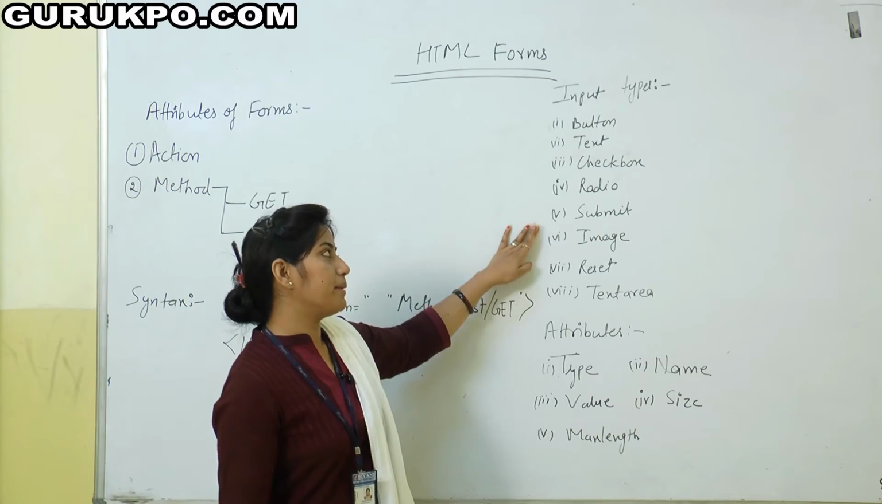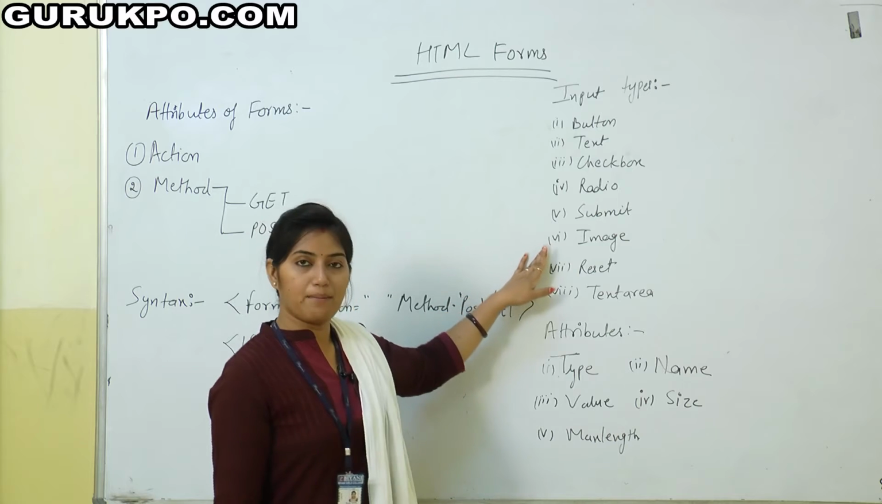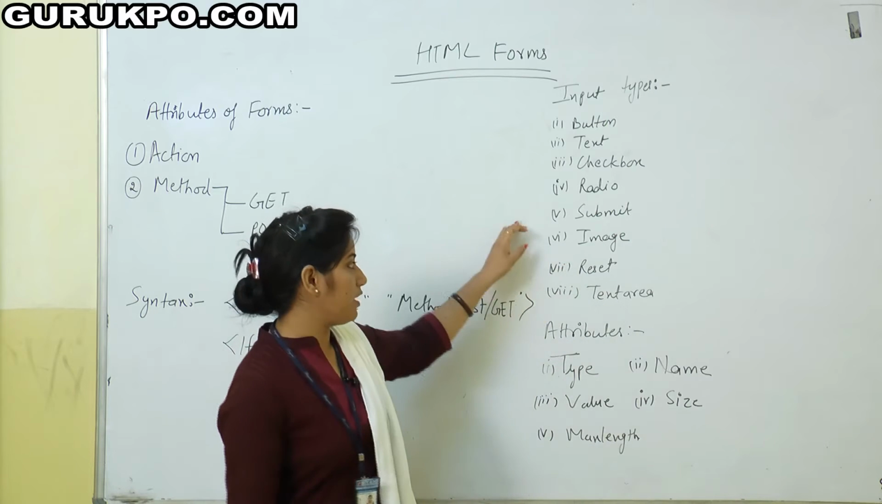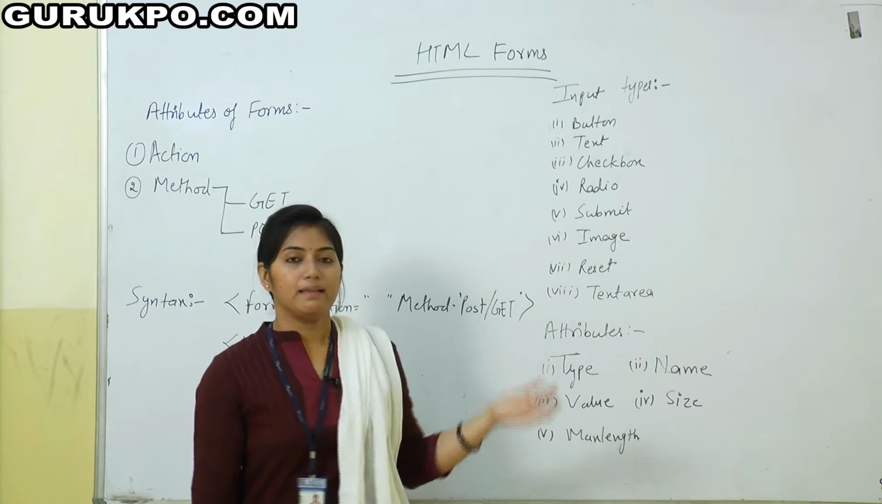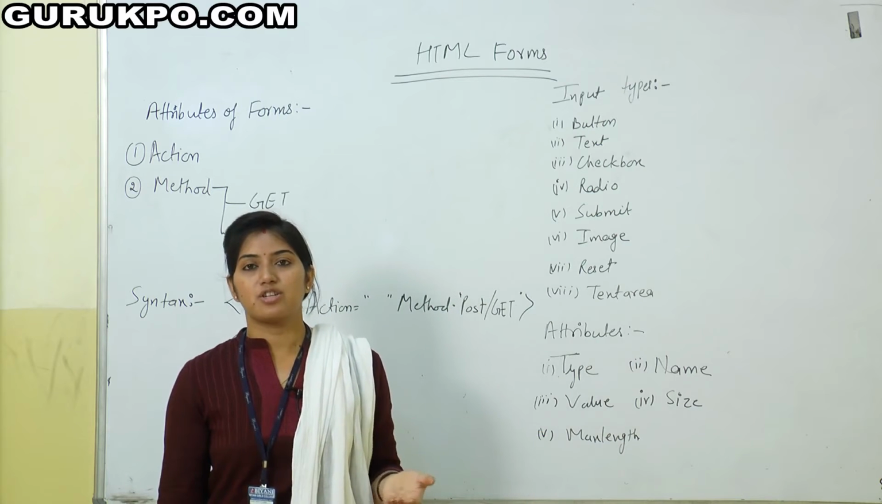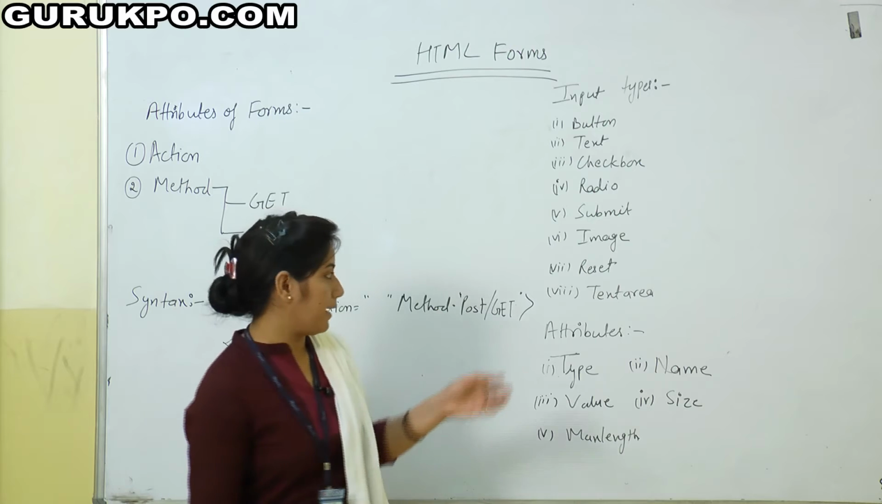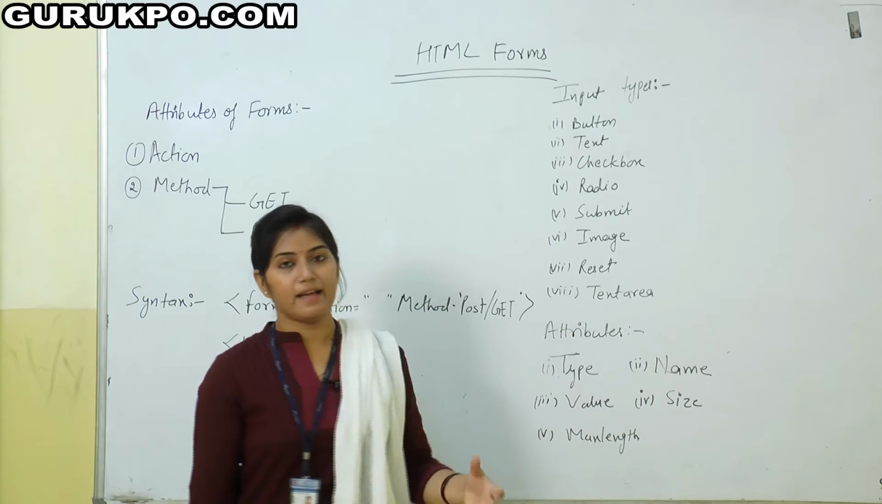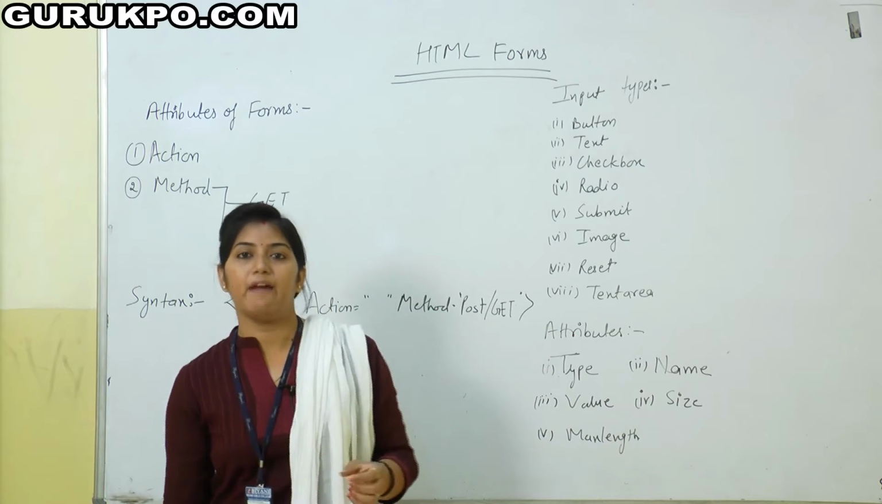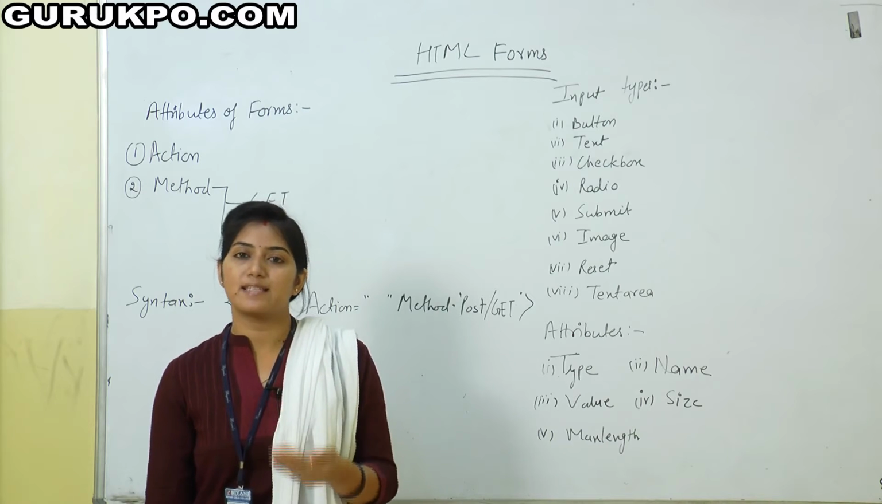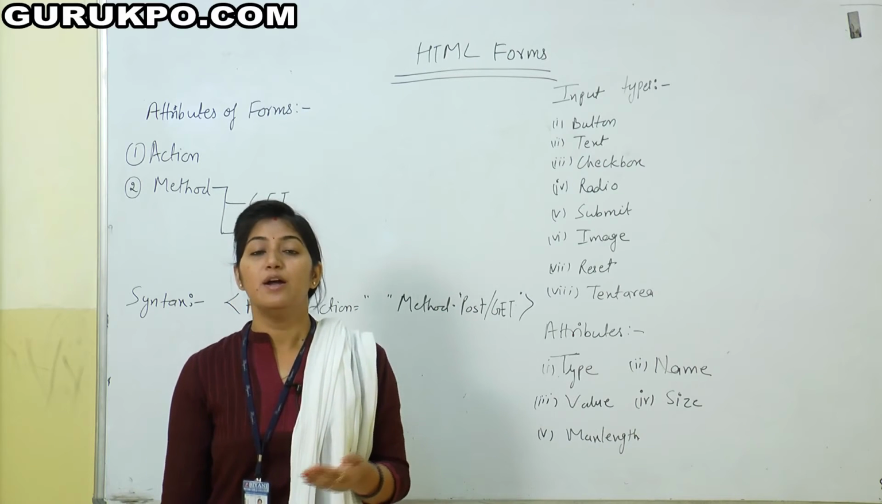Then next is submit button. Next is image. If we want to input an image, then we use image. Reset button resets our page, registration form or other form, in which all values will be blank. And text area is like text, but it has limitations, like number of lines, extra rows and columns.